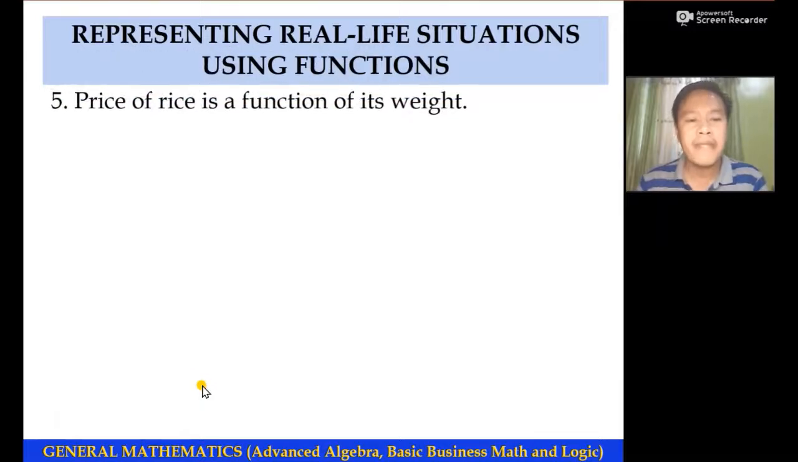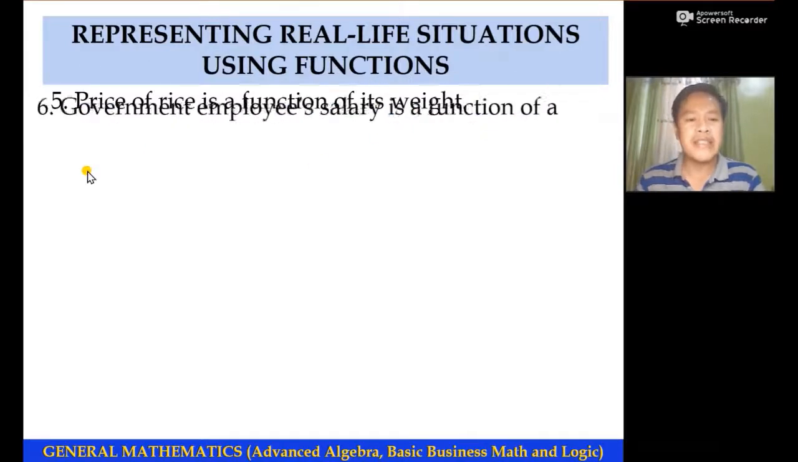Okay, number 5. Price of rice is a function of its weight. Yes, because if we are going to buy 25 kilos of rice, the amount is less than the price of 50 kilos of rice, or one sack of rice. Therefore, weight is our independent variable and price is our dependent variable because the price depends upon the total number of kilos.